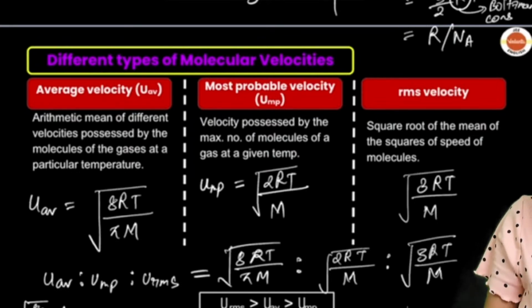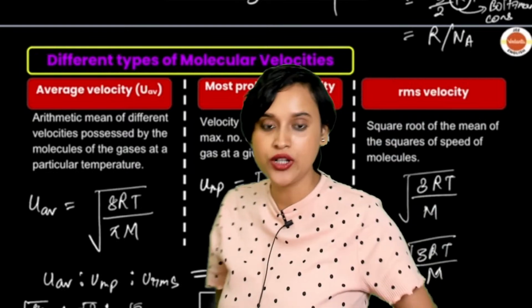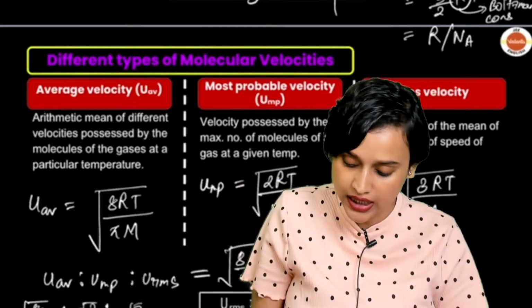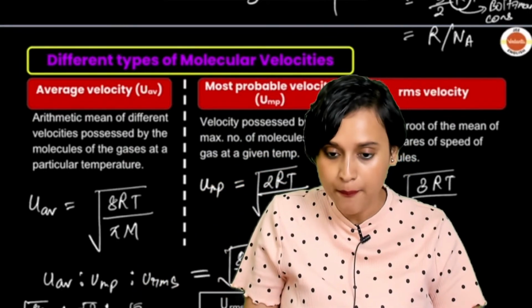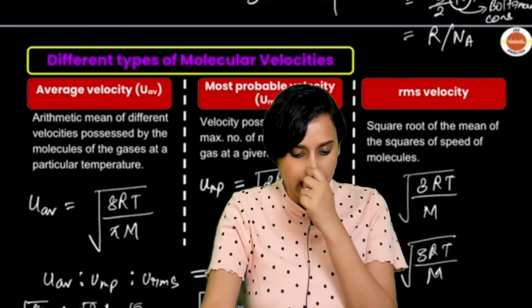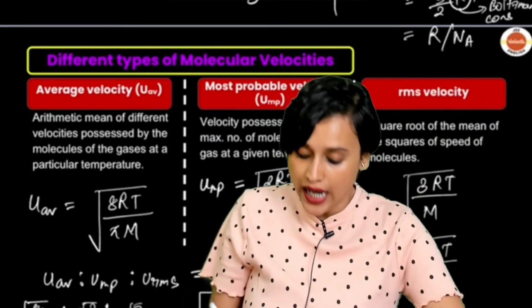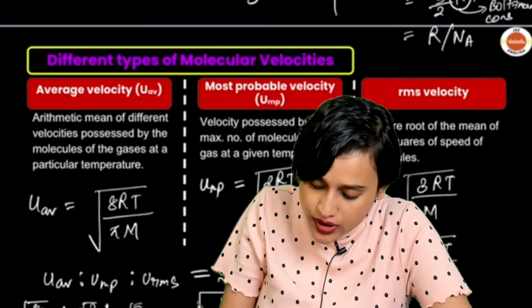Yes, root over 8 by pi is to root 2 is to root 3. What do you think is the smallest one? Which one is the smallest one, everybody? We can clearly see that UMP. Yes, is it MP? Yeah, MP. MP is the smallest because root 2. Yes. And then if you calculate the values, everybody, right?